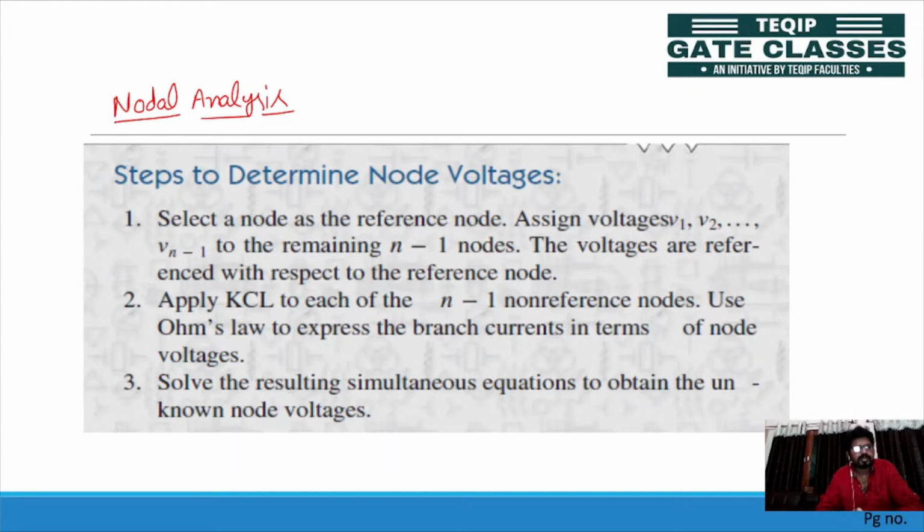Second step is to apply KCL to each non-reference node, and use Ohm's law to express the branch currents in terms of node voltages. If you apply KCL, the equation will be in terms of current only, so you have to change the equation in terms of node voltages, because node voltages are our circuit variables. Then solve the resulting simultaneous equations to obtain the unknown node voltages. We'll take an example to make it clearer.